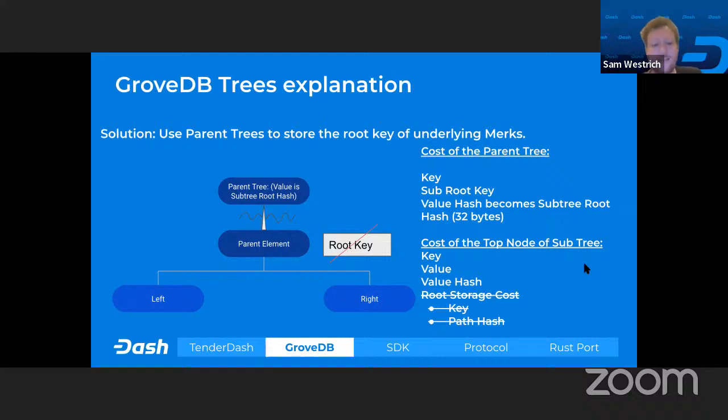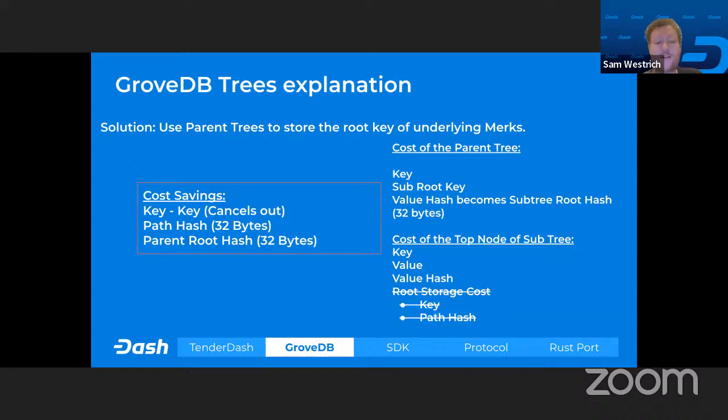Now, not only does it solve this issue with fees, it also provides a good cost benefit. When we look at what it means when we remove the root key storage, actually, let's go to the next slide. Yeah, we actually have quite a lot of cost savings because we remove this root storage cost, where we remove basically the key and the path hash. So we have whatever bytes the key costs. We remove the path hash, which is 32 bytes. And we also remove the, okay, so let's go back one slide, sorry.